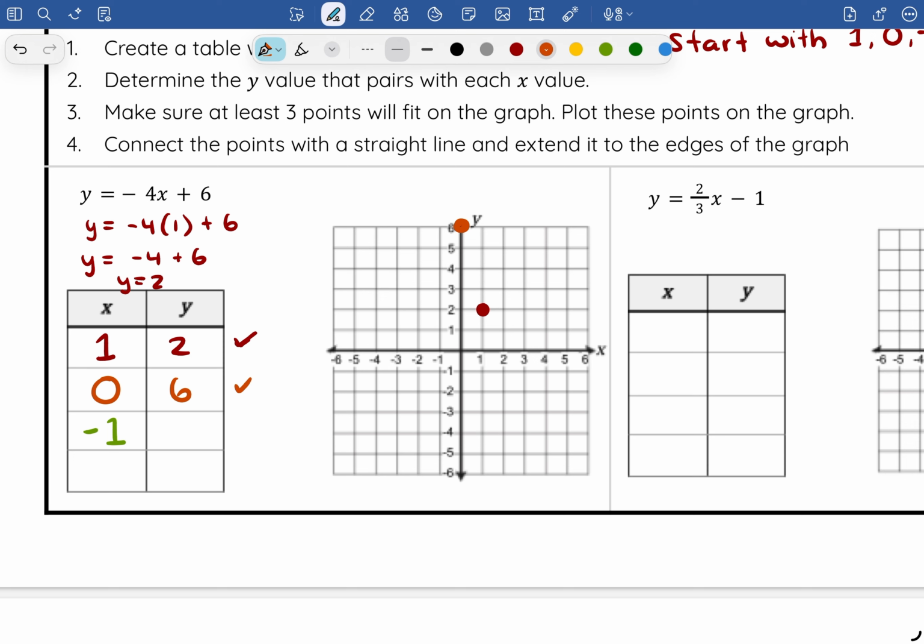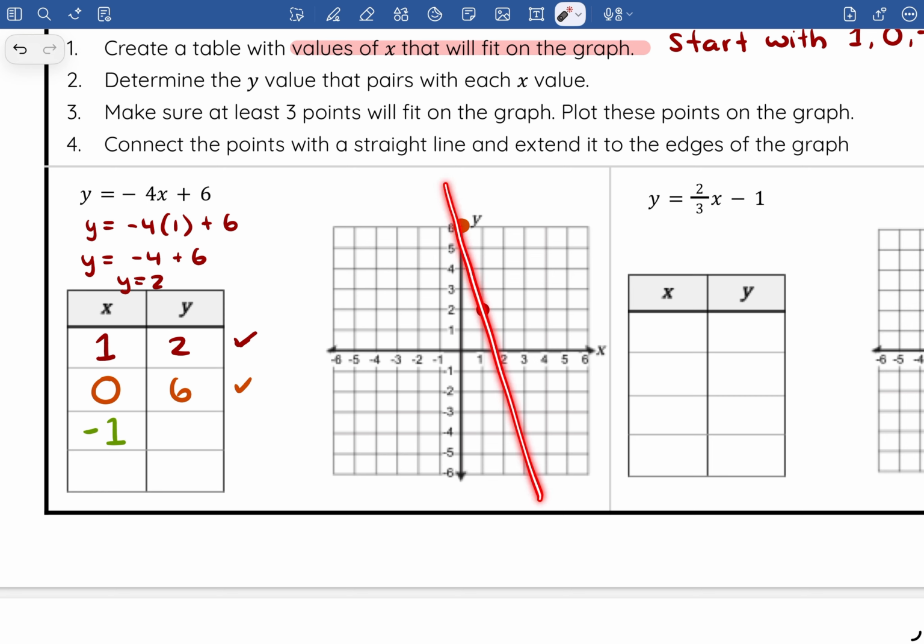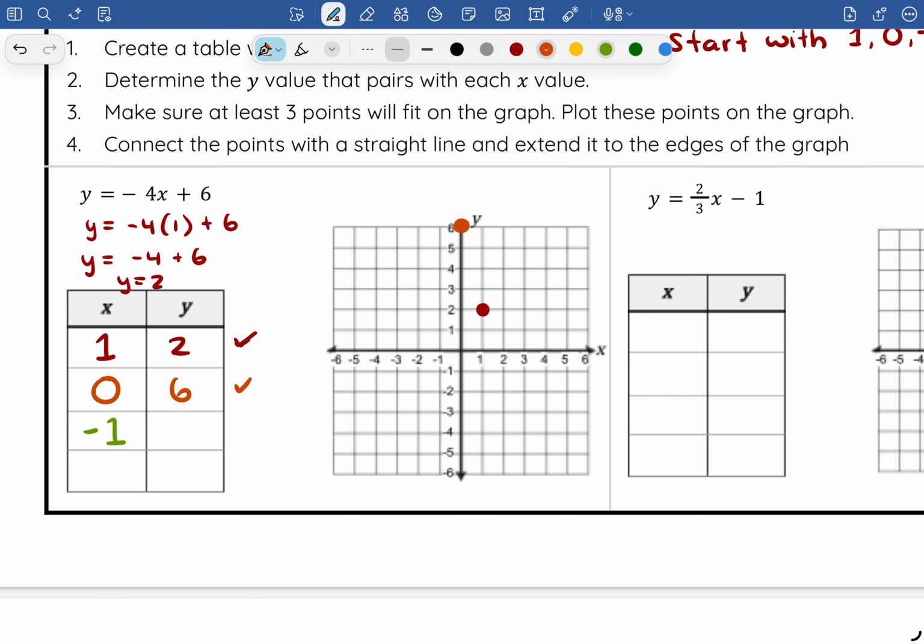Just looking at this, what do we think is about to happen with -1? Yeah, if these are right, then our line looks something like this, and our -1 point should be somewhere up here. We're going to test it anyways, just because it's in front of us. When we put -1 into this equation, then what we get is +4 plus 6, which gives us 10. So as we anticipated, that doesn't fit on the graph.